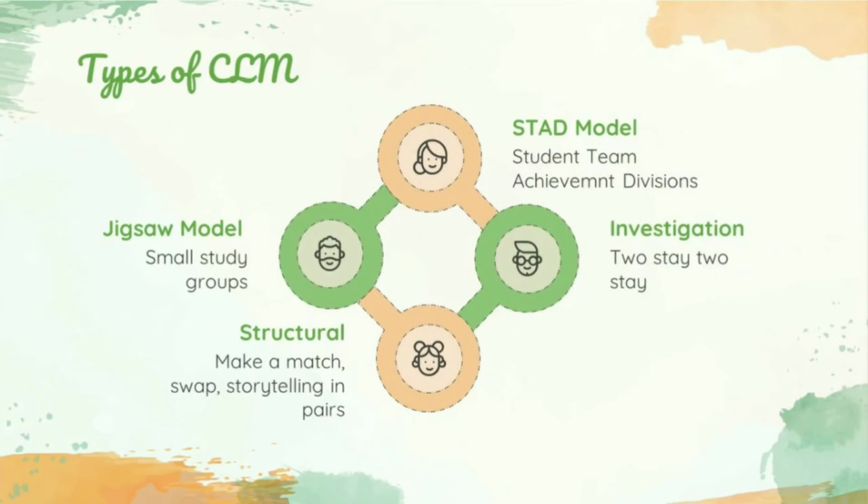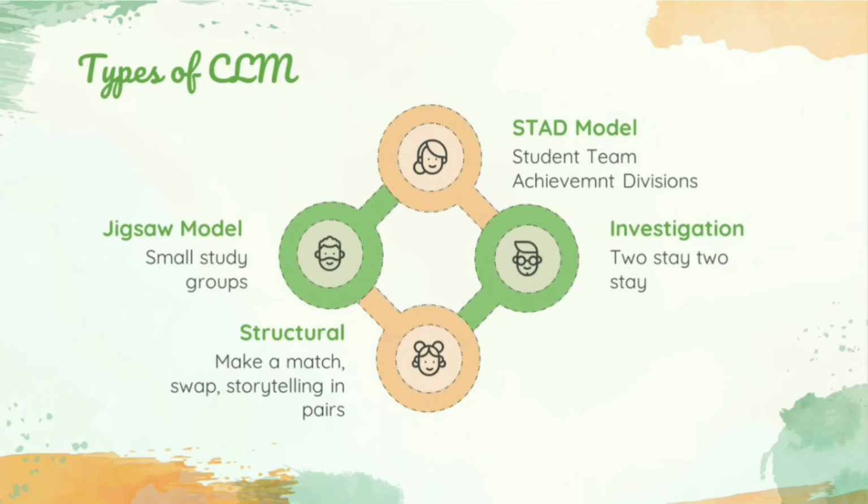Types of cooperative learning models. There are 4 types. First, model STAD, or Student Team Achievement Divisions. This method was developed by Robert Slavin and friends from Johns Hopkins University. This method is used by teachers to teach students new academic information each week, either through verbal or written assessment.